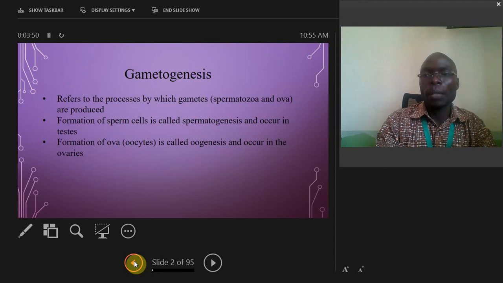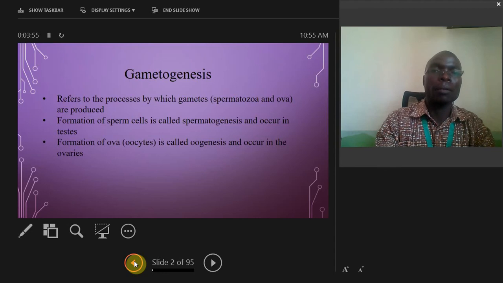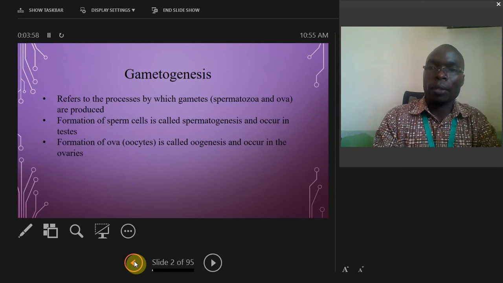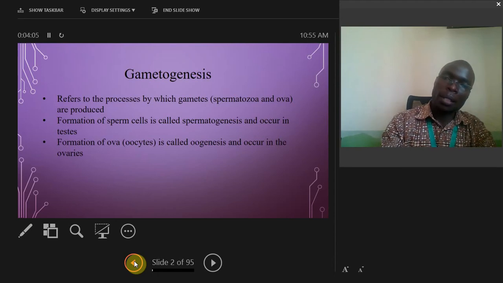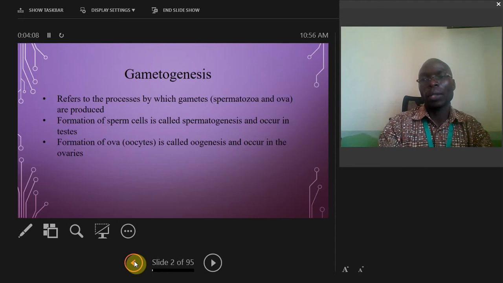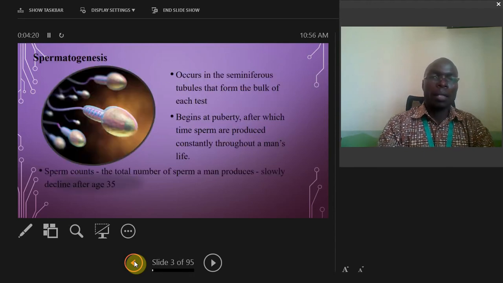There are two types of gametes, the female gamete and the male gamete. We call the male gametes spermatozoa and we call the female gametes ova. Now, formation of sperms, that's spermatogenesis, usually occurs in the testes, whereas formation of ova, a process called oogenesis, occurs in the ovaries. Now let's look at the process of spermatogenesis at length, and then later we'll look at oogenesis.